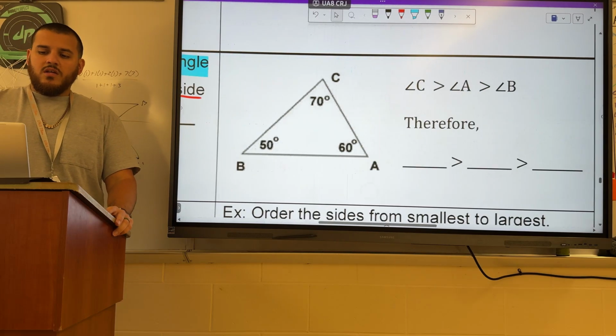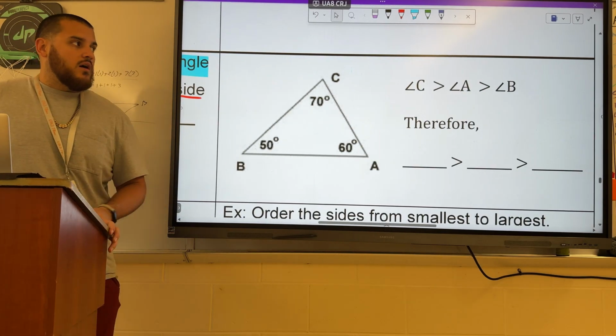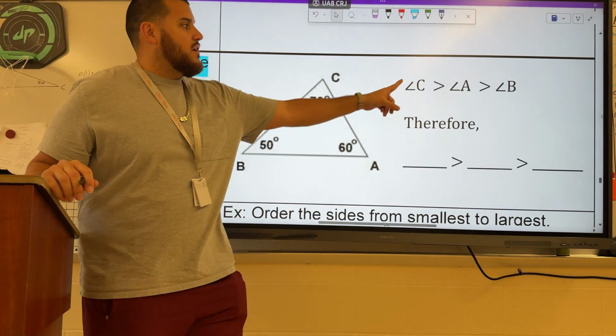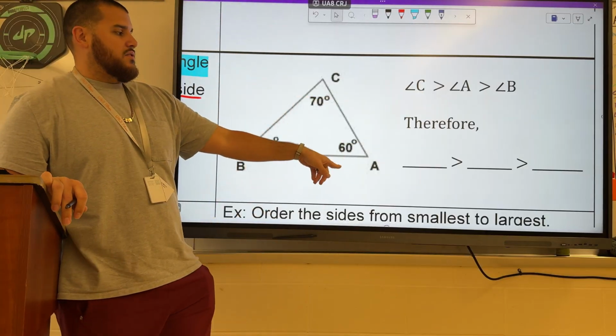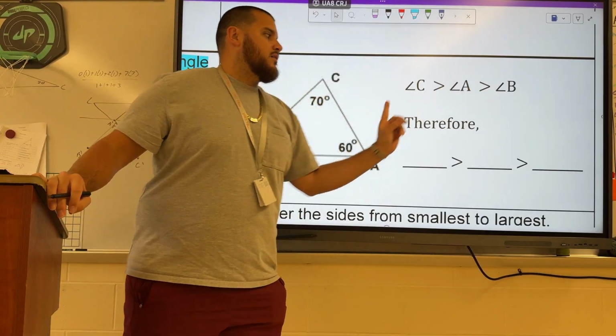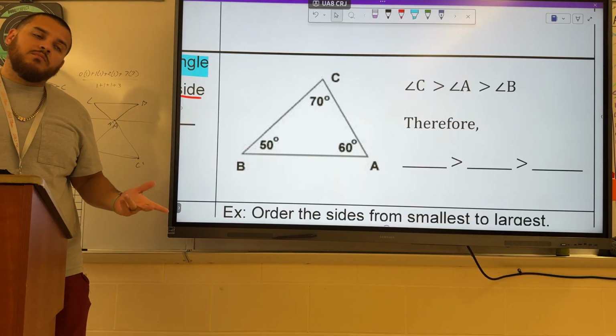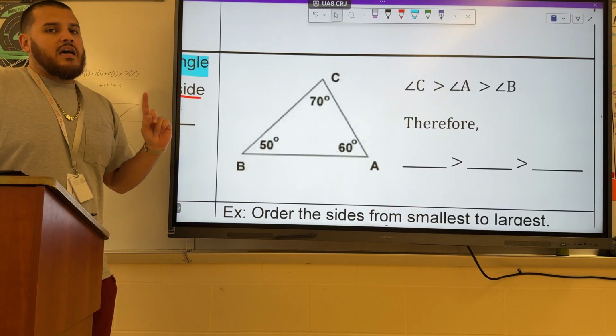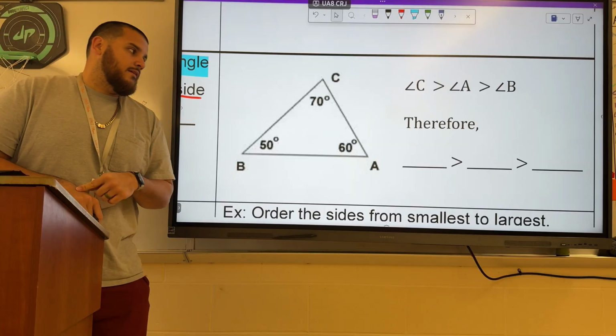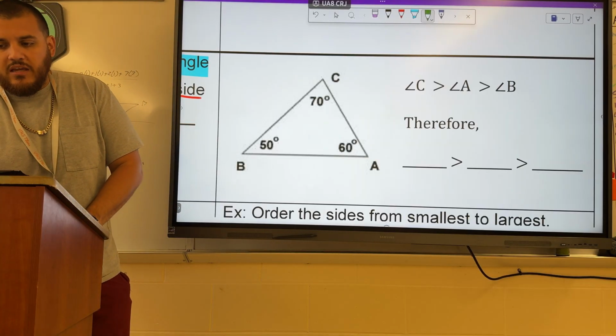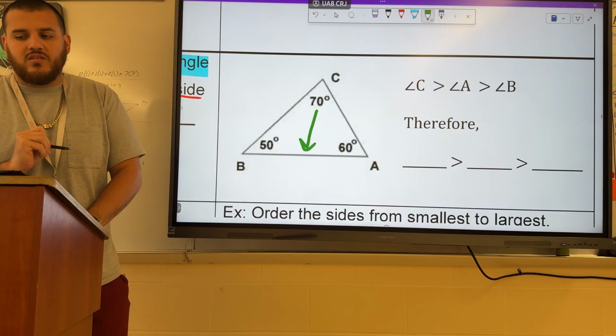Here's a triangle with three angles known. We have an inequality written. Angle C is the largest angle, therefore it's greater than angle A, which is the next largest, therefore greater than angle B, which is the smallest. We can also now determine, though, the order of the sides from largest to smallest, right? Same relationship. Any given angle relates to the side across from it.